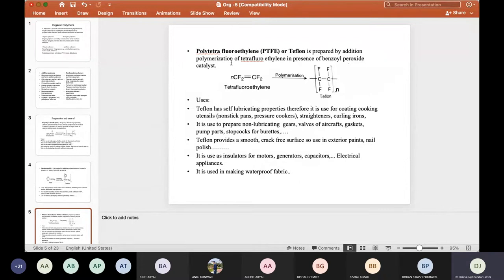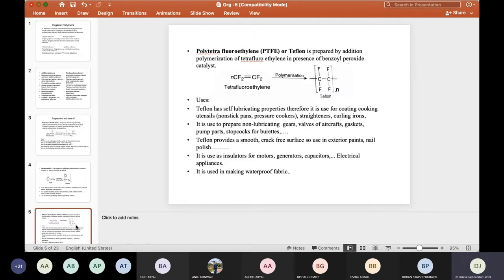Teflon, this is polytetrafluoroethylene, and the monomer is tetrafluoroethylene. On polymerization, you get polytetrafluoroethylene, and it has a peculiar property: it is self-lubricating, so it is used for making the non-lubricating gears and valves of aircraft, as well as coating cooking utensils as non-stick pans. It is also used for crack-free surfaces. This also we have discussed.